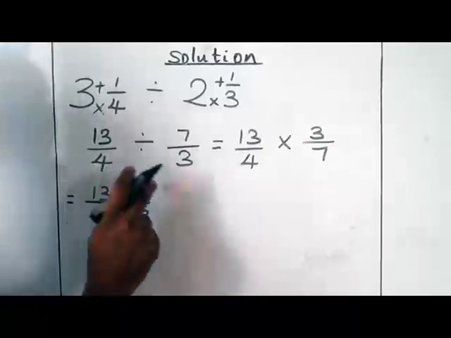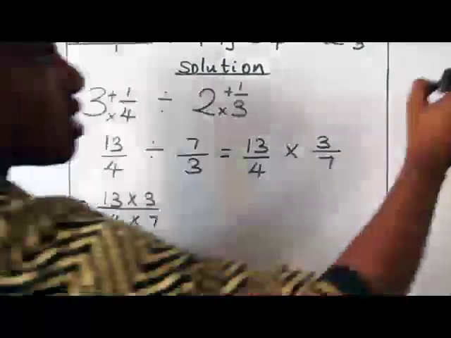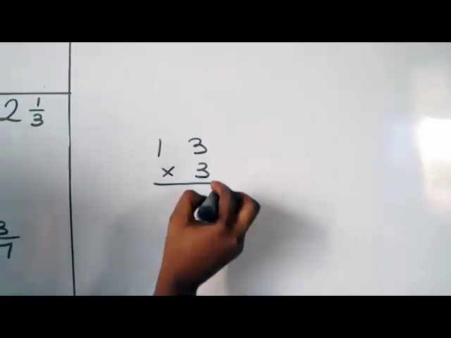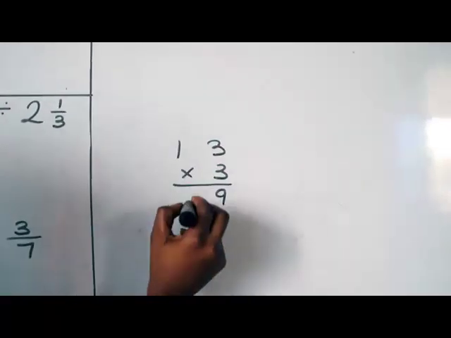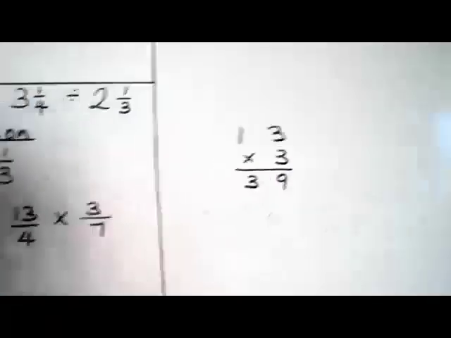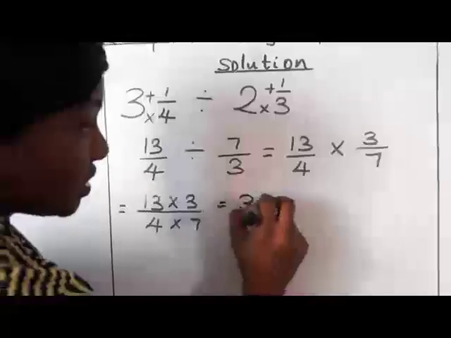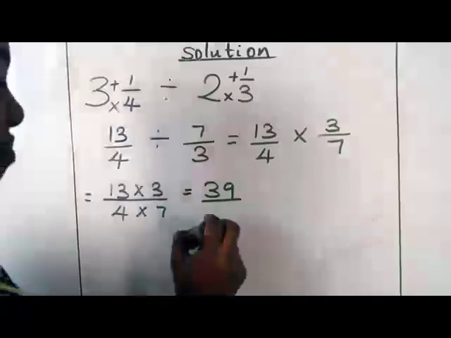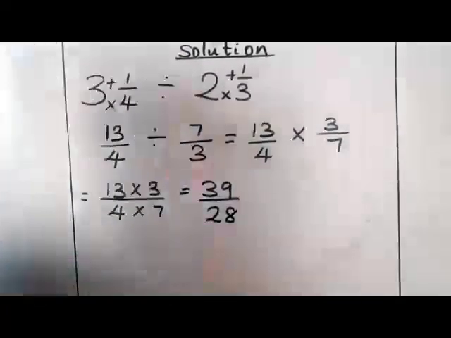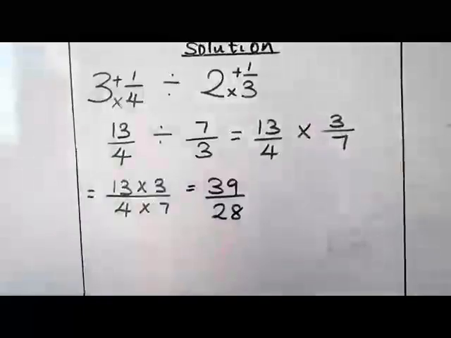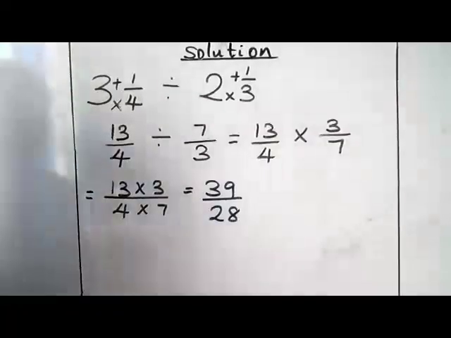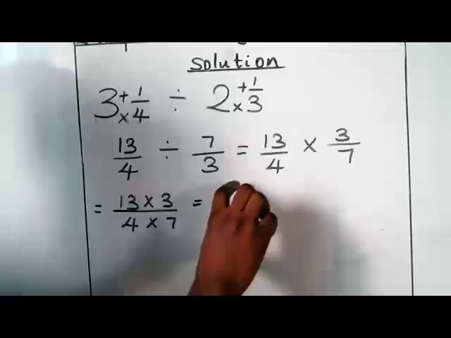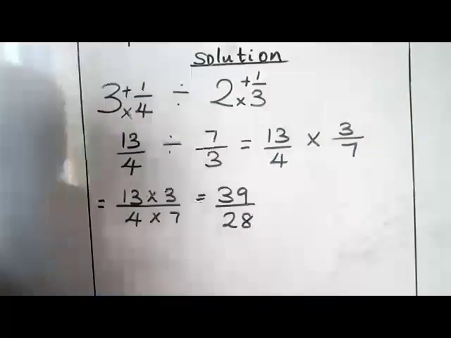So I have 13 multiplied by 3. In my counting jotter, I'll do 13 multiplied by 3. This will give me 3 times 3, 9. 3 times 1, 3. So up here, my numerator line, I have 39. All over 4 times 7, that will give me 28. Now, can this be my final answer? No. Why not? Because this is an improper fraction. So I want to change this to a mixed fraction.